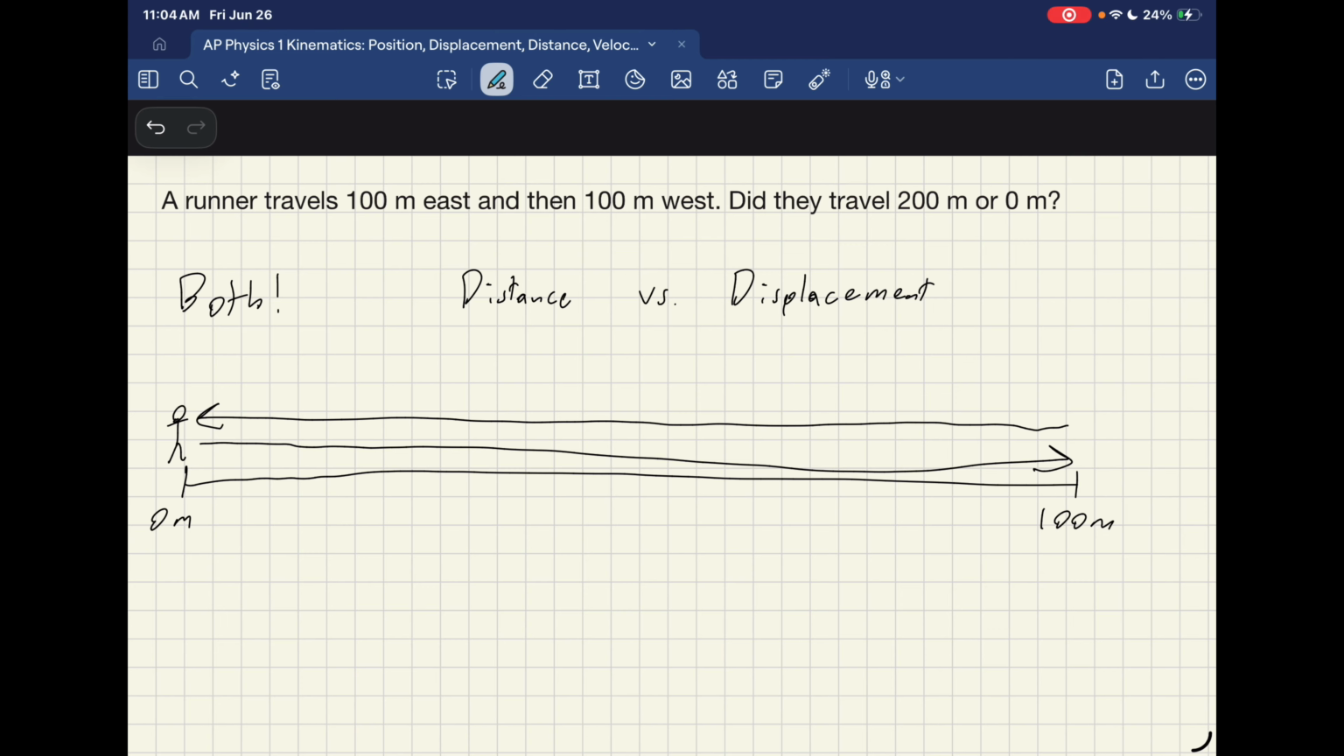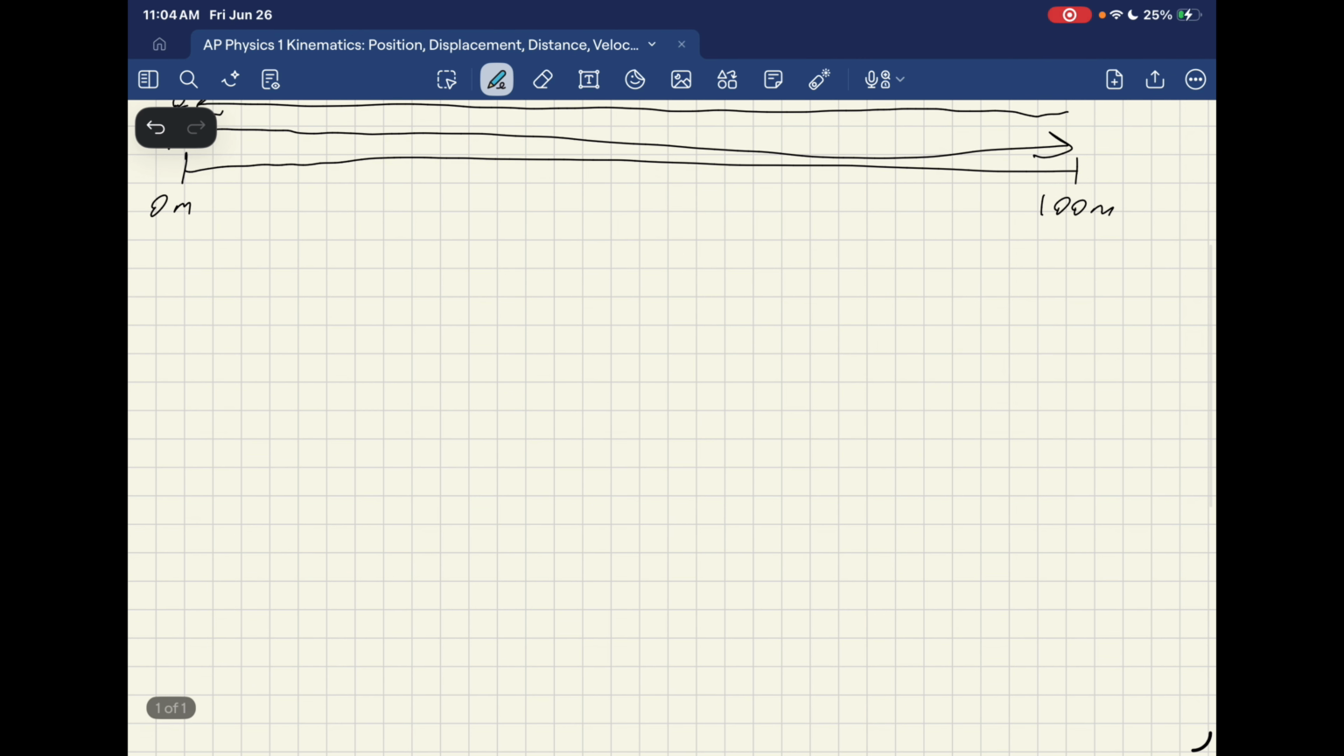The distance here is 200 meters, because they travel 100 meters east, and then they travel an additional 100 meters to the west. So the total distance that they have traveled is 200 meters. Their displacement, however, is 0 meters because they end up exactly where they started. Let's look at another example.